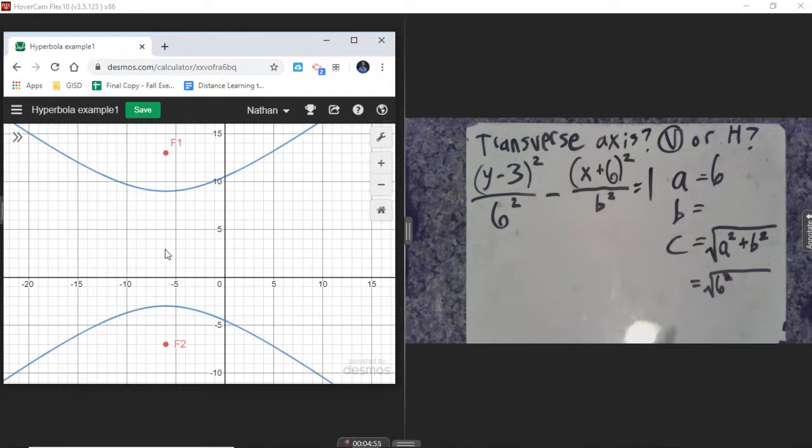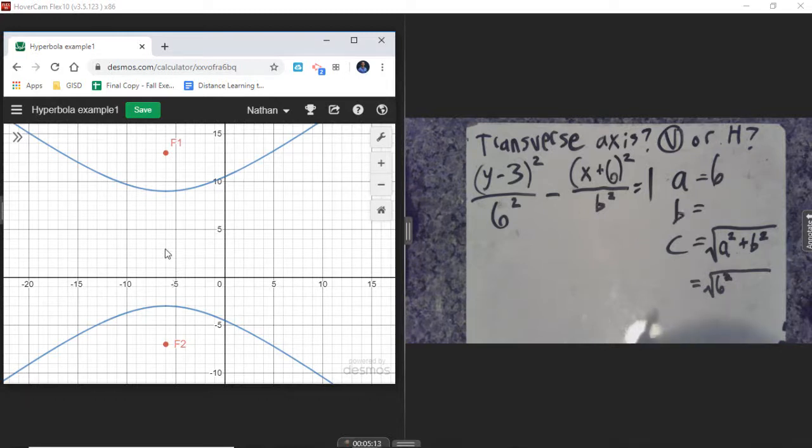Now C, don't forget, is the distance between the center to one of the foci. So it's again the distance from the center to one of the foci. That's where this kind of comes into play. We actually know our C this time before we know our B. So let's go ahead and do it.